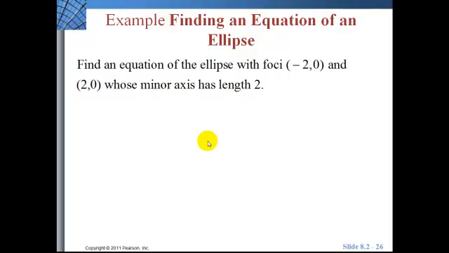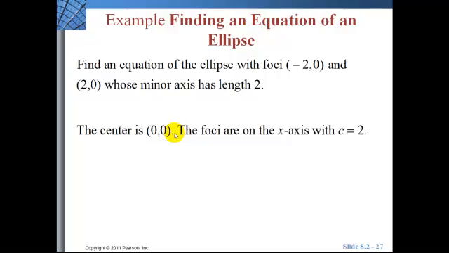Now we want to find the equation of an ellipse. If we're given the foci and the minor axis in this case, we can set it up to be an equation. So we have foci at -2, 0 and 2, 0. So the first thing you want to do is to draw a picture, so you'll see what it looks like. So we see that the center is 0, 0, and the foci will be on the x-axis, and the distance from 0, 0 to both foci is 2. So c is equal to 2.